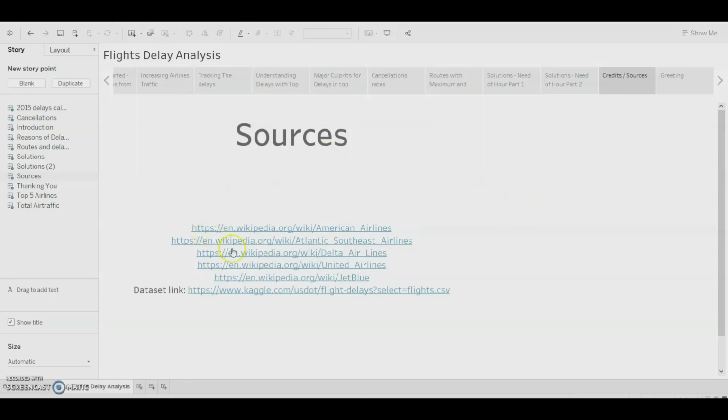For the sources, we have all these links provided here. The data set is taken from Kaggle, and the information is taken from Wikipedia.